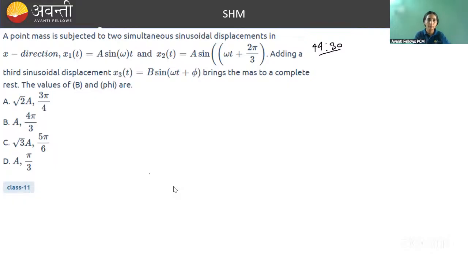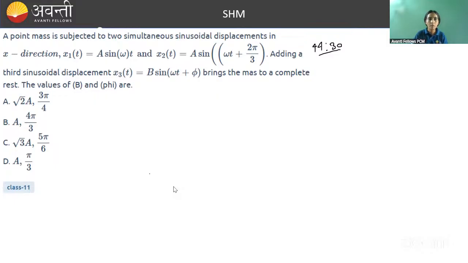Be more mindful, check it. Draw the vectors, you will get the idea instantly. Okay, you should have done it by now.